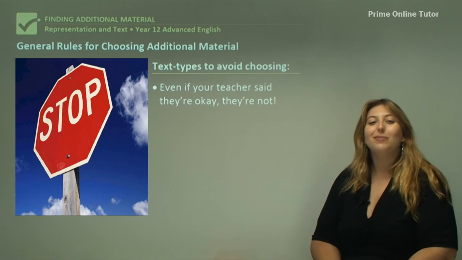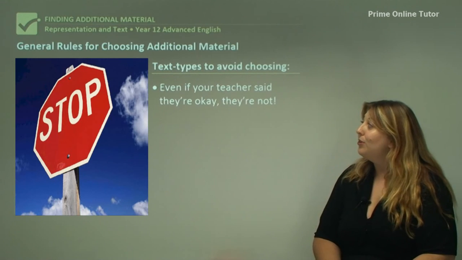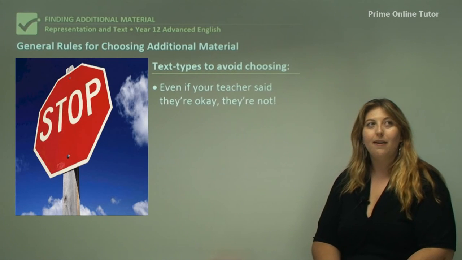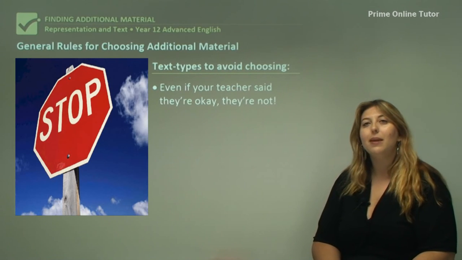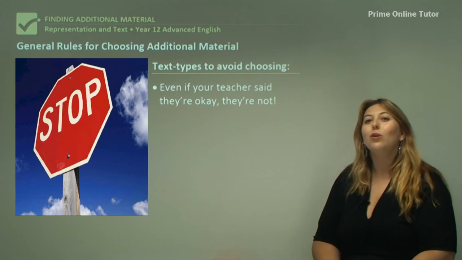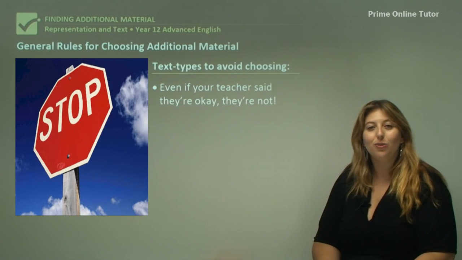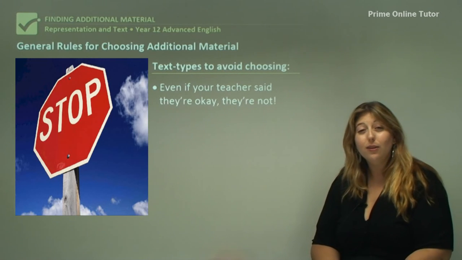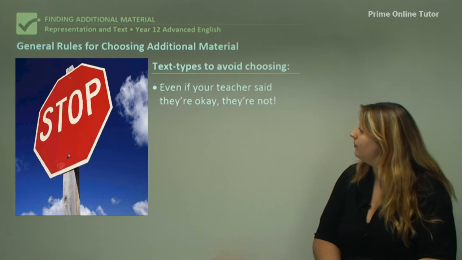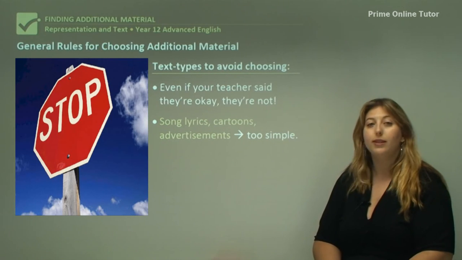So now we're going to think about some text types to avoid choosing. Keep in mind that even though your teachers might have said these are okay, they're not. What I mean by this is that if your teacher said it's okay, that means that maybe about half of the markers would be fine with you picking the text, but the other more conservative 50% wouldn't be okay with it. So when you're having to hedge your bets here, it's better to go for the conservative choice to make sure you please the largest number of people. So song lyrics, cartoons, and advertisements are all definitely too simple.